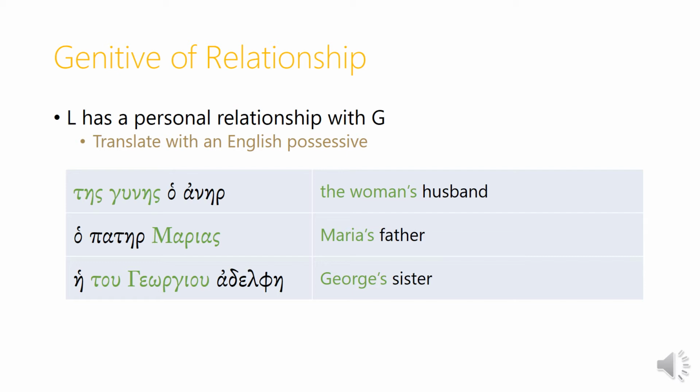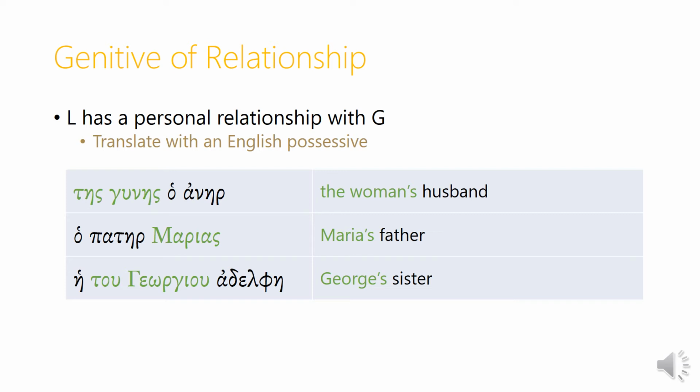The genitive is broad enough to go beyond these categories. But we can say that the majority of instances of the genitive case fall under one of these 8 kinds of genitive relationship, plus a few more that we'll look at in future videos. The first of these is what we call the genitive of relationship, or the genitive of personal relationship. This is where the lead nominal is in a personal relationship with the genitive nominal. And we usually translate this just with an English possessive.